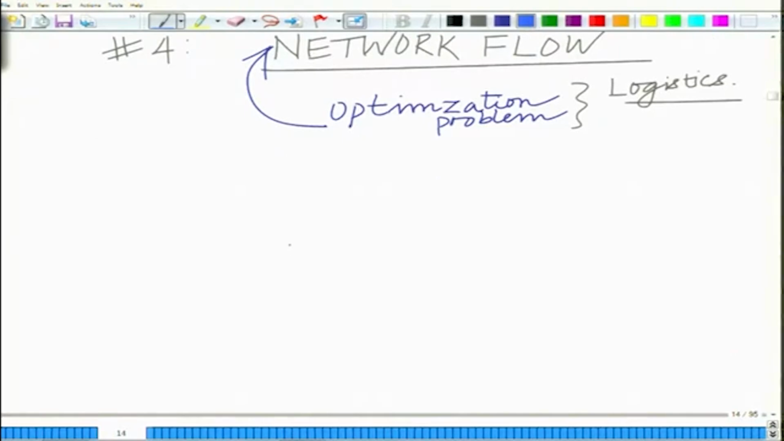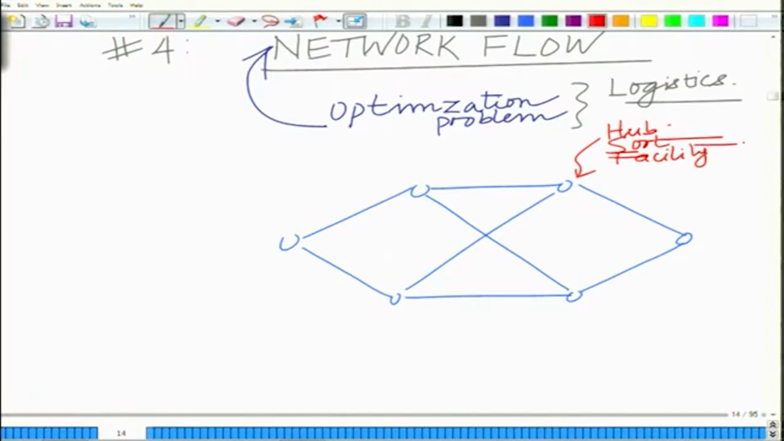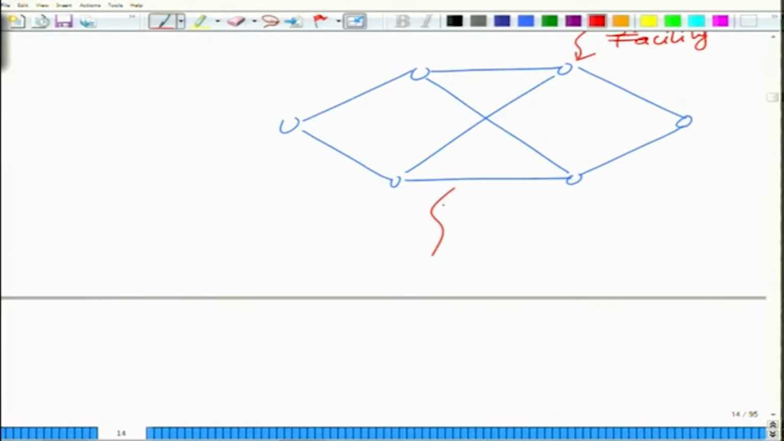Consider a network. For instance, let us say we have a network of hubs. I am just drawing a simple network. These, for instance, you can think of as hubs or sort facilities. So, this is our network. Each of these nodes is a hub or a sort facility in, for instance, a distribution network. For instance, you can consider a distribution network of an e-tailer, an e-commerce company.